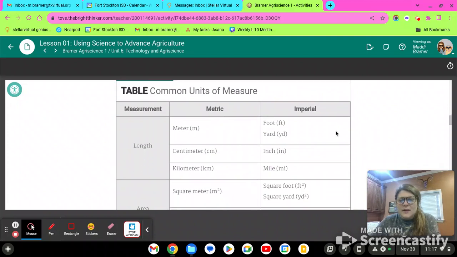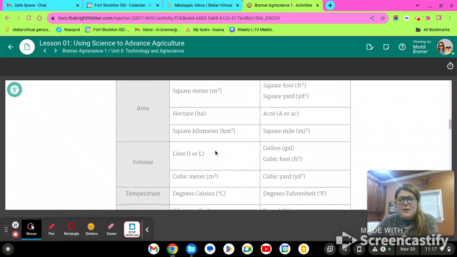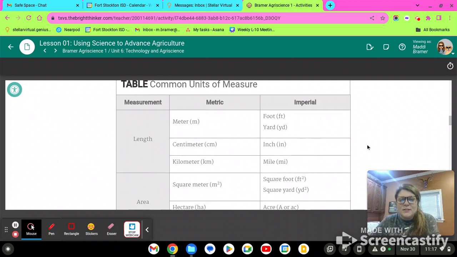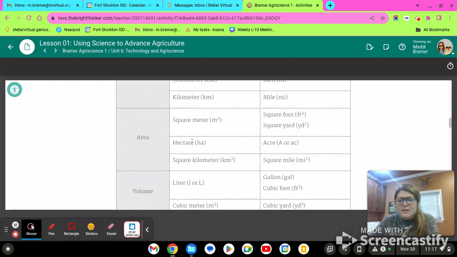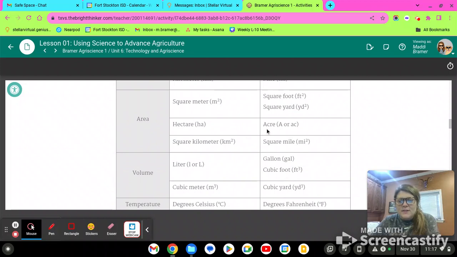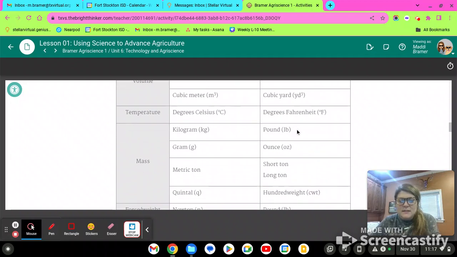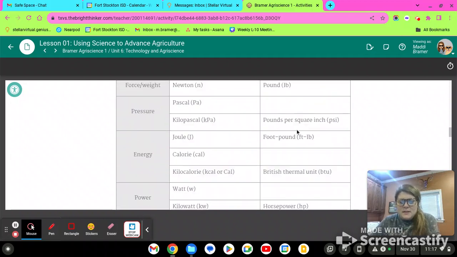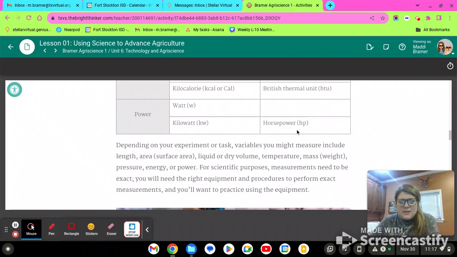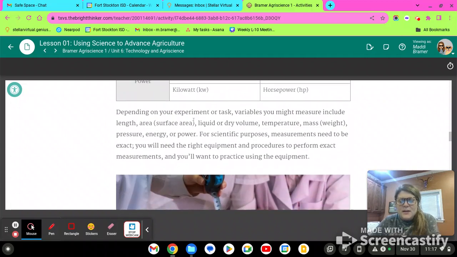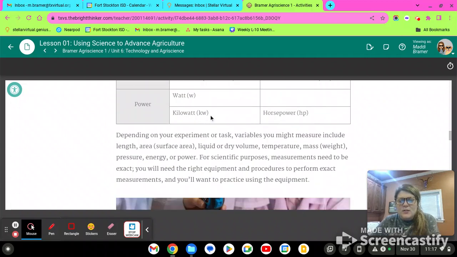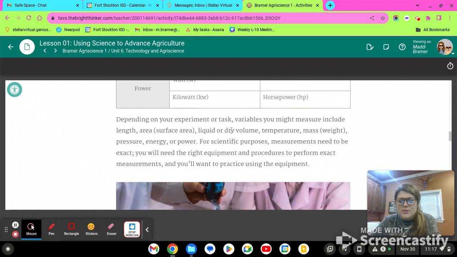Then it includes a unit of measurement chart. Okay, in agriculture, most of these you're probably familiar with. One that's different would be an acre or a hectare. Okay, these are how we describe area of land. An acre is 43,560 feet. And then a lot of these other ones are pretty basic that you should know. So depending on your experiment, you could be recording all types of these or using these types of measurement to record.